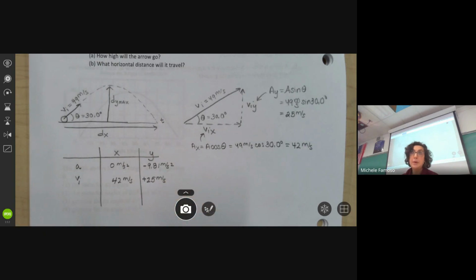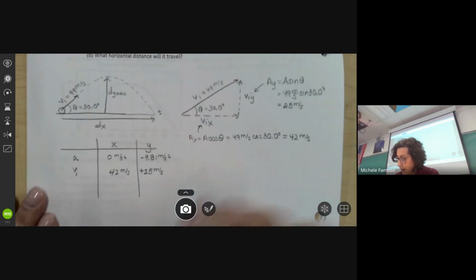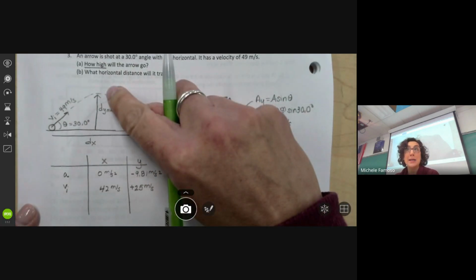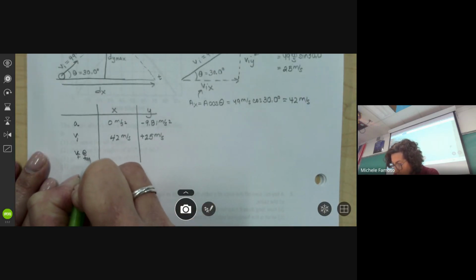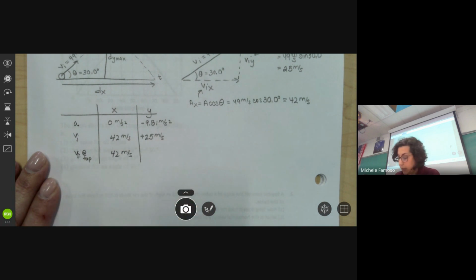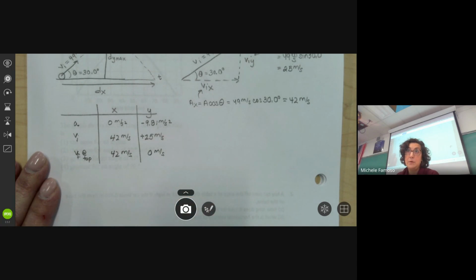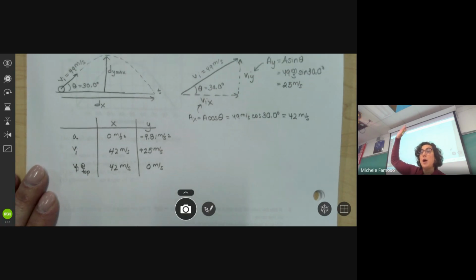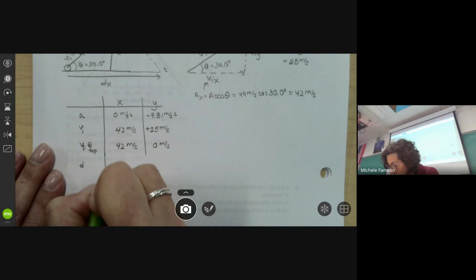Going up, positive. When I ask you how high it's going to go, that means I'm looking for this dy maximum. And I know at the top, it's still traveling sideways with the same speed, but it is going to stop, right? It's got to stop going up so it can then start to come around and come down. And I want to know what is the D.